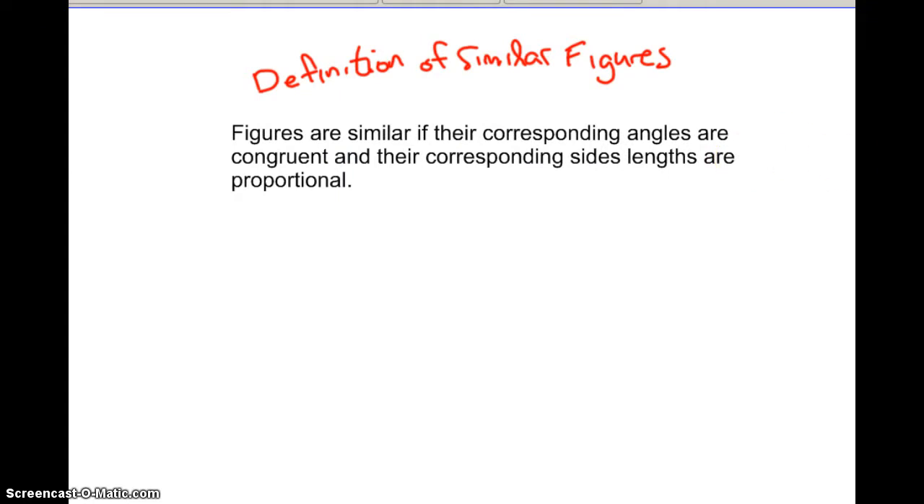So we should know that already from yesterday's lesson. But why don't you pause the video and write this down in your DPT packet so that you have it for later.